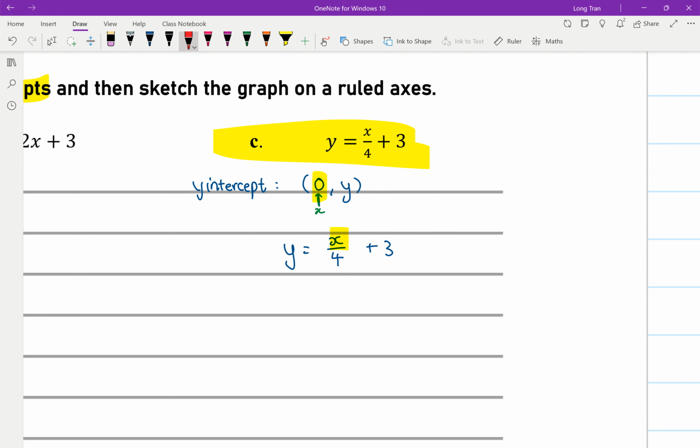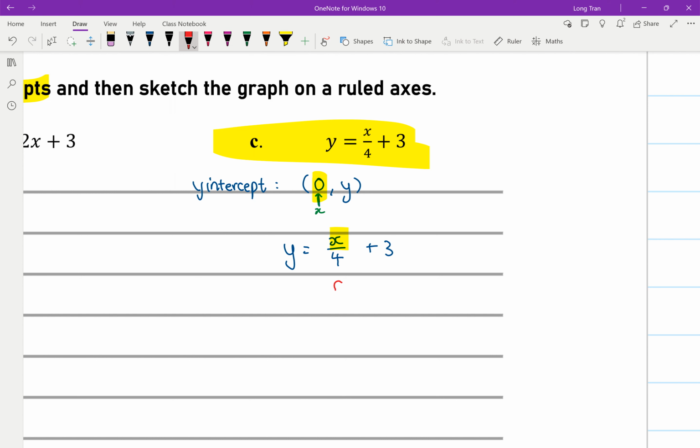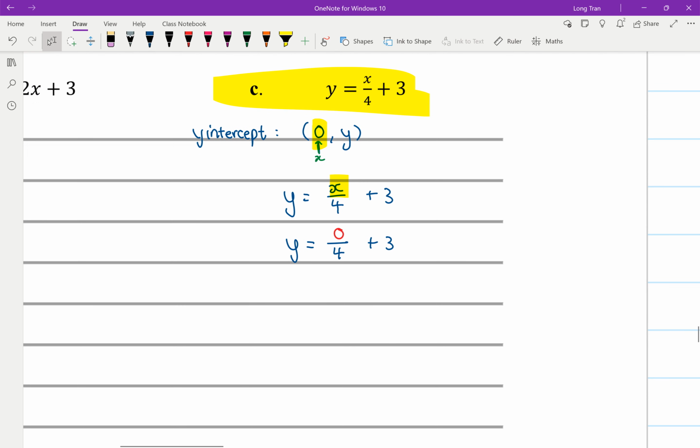So now I'm going to have 0 divided by 4 plus the 3. That's what I'm working with right now. So finding the y-intercept, here we go. y will equal 0 divided by 4. You can use a calculator if you want, or we know that 0 divided by 4 is 0. 0 add 3, that gives us 3.